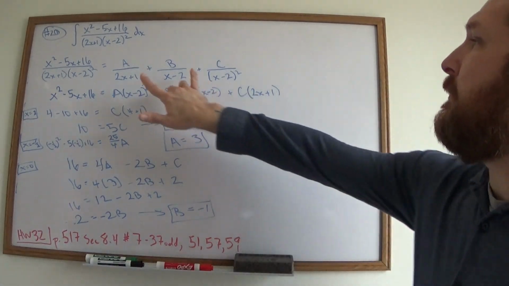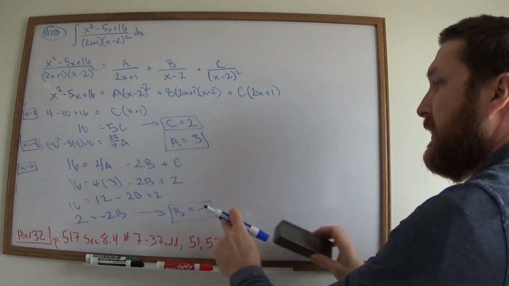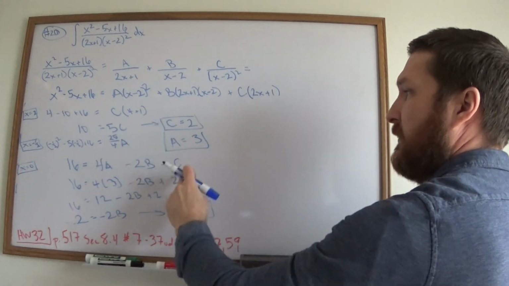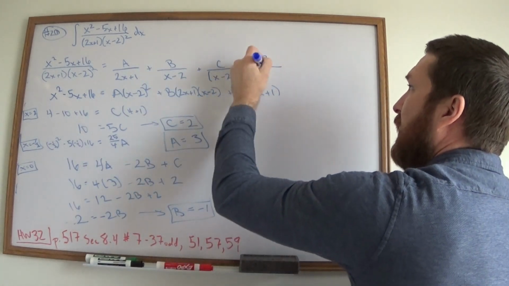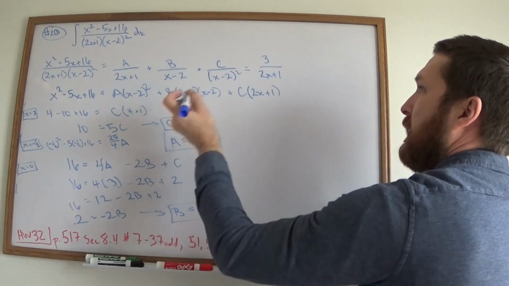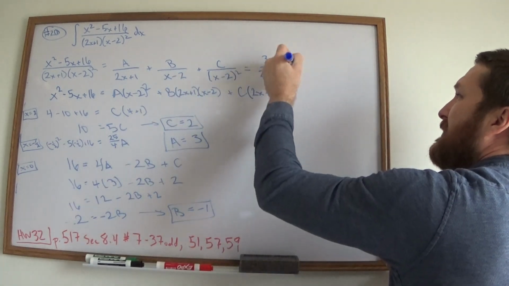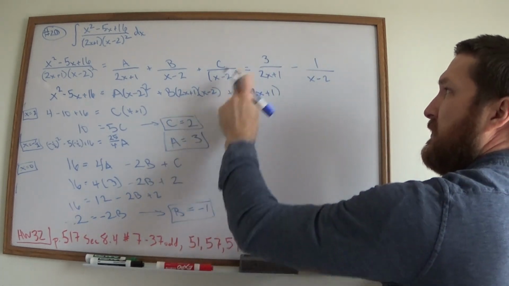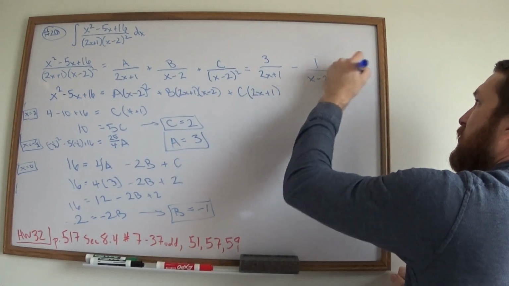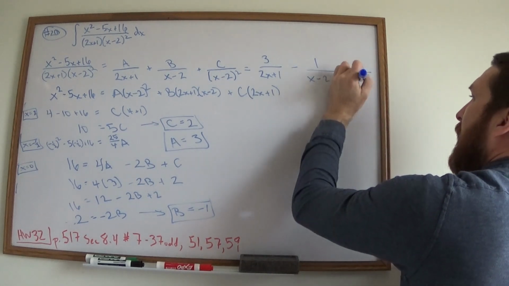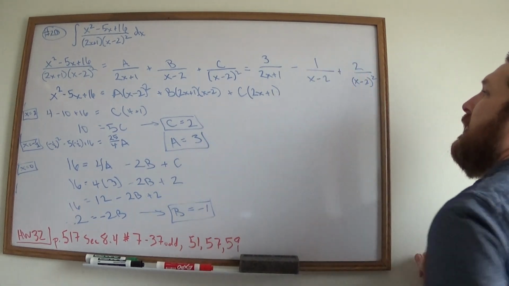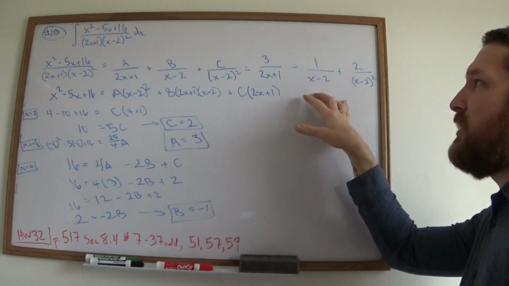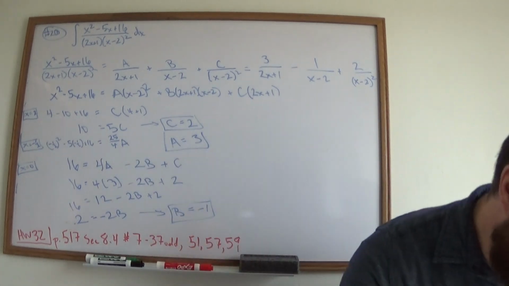Now, we plug that back into here, so let's start with the A. 3 over 2x plus 1. B is minus, so I'm going to write that as minus 1 over x minus 2. And then C is 2, so that's plus 2 over x minus 2 squared. Now, we could check that. It's going to take a lot of time if we do, but you could check it. I checked it. It works.